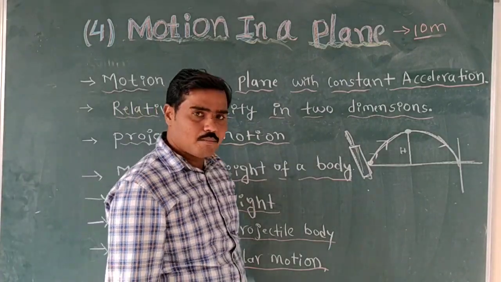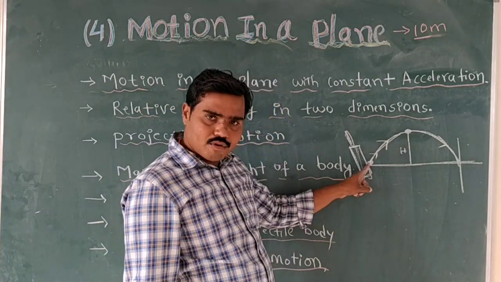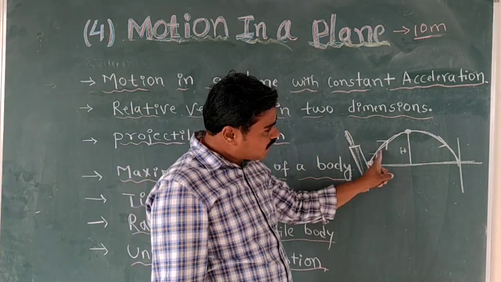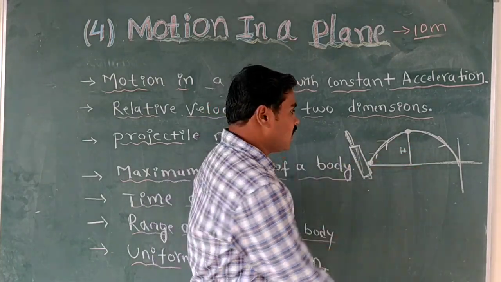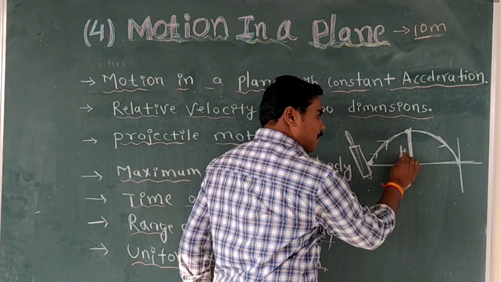Maximum height of a body. After applying force on the body, that body covers maximum height in space from its mean position, from the earth surface. This is called the maximum height.